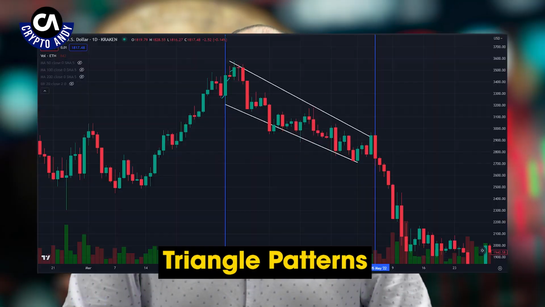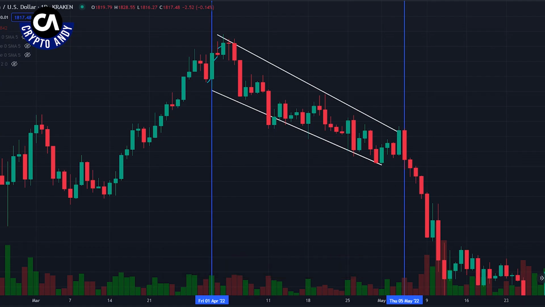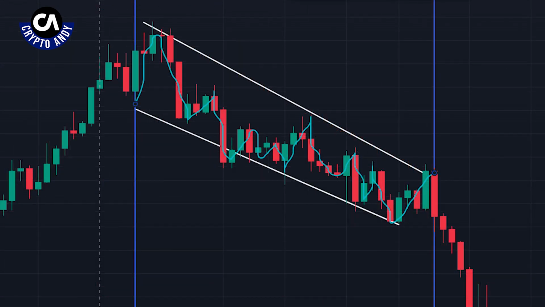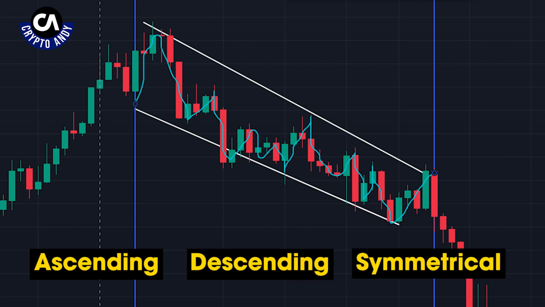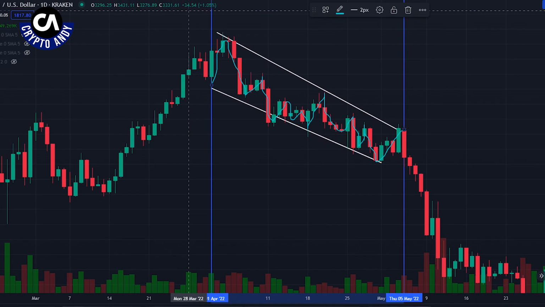Up next are triangle patterns. These patterns form when prices create converging trend lines, resulting in a shape resembling a triangle. Common types include ascending, descending, and symmetrical triangles. Breakouts from these patterns can indicate future price movement. We see with Ethereum that from April 2022 to May 2022, its price action was in a downward triangle trend, which after it broke led to major downside.